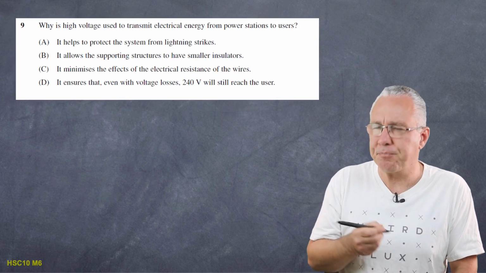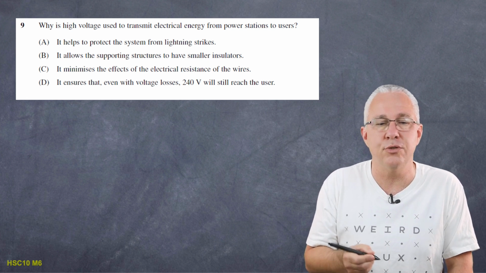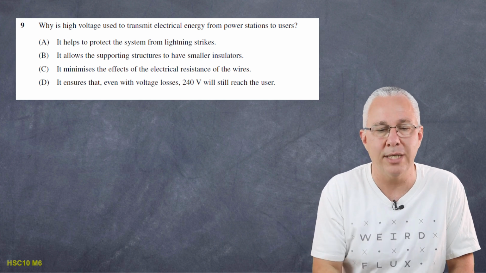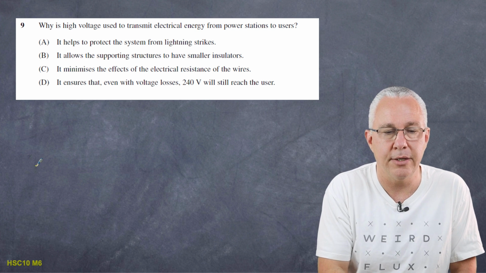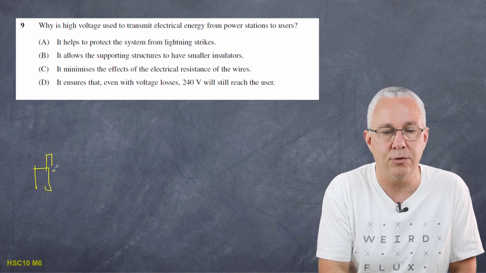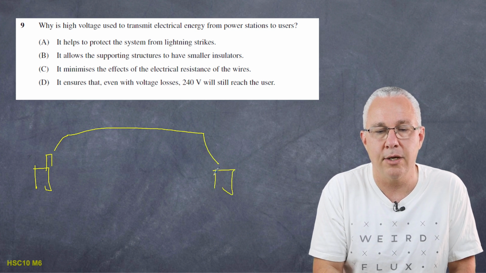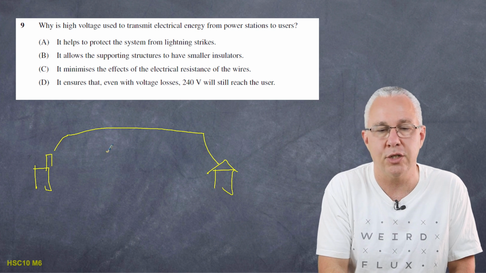Question number 9, a high voltage is used to transmit electrical energy from power stations to users. Now, it says, why is it high voltage? Well, in essence, it's the ability to transform it. So here is my power station, very beautifully drawn. And of course, that's going to be transmitted eventually to your house on this side. You want to reduce the energy loss along the way.